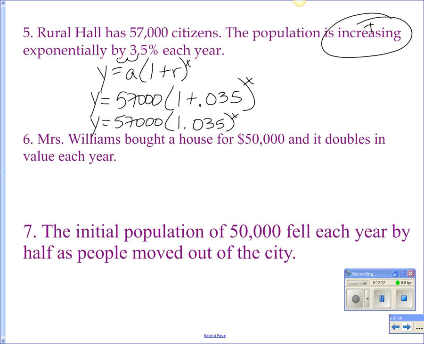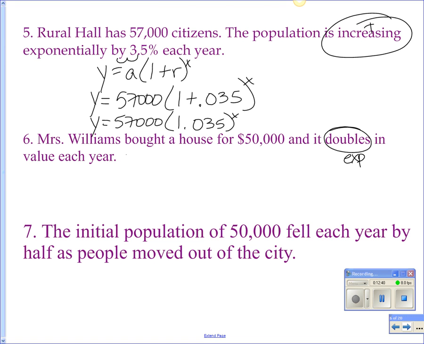Okay. This next one, Mrs. Williams bought a house for $50,000 and it doubles in value each year. It doubles in value. Guys, what do you think about doubling? Is that linear or exponential? Exponential, okay? Because it gets bigger and bigger and bigger, okay? So doubles is exponential. Okay, here's where this one's going to be a little different.